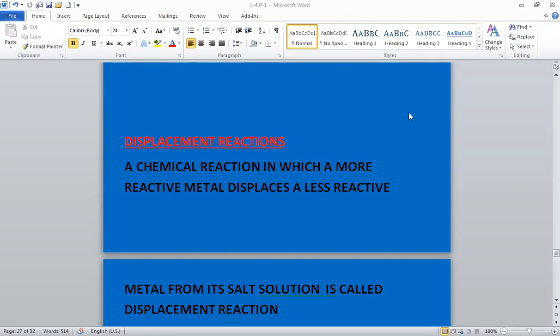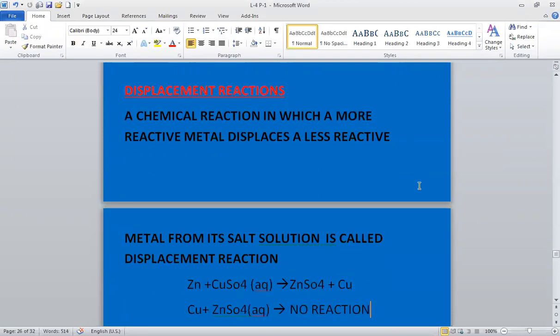So today we are going to study displacement reactions of metals. What are displacement reactions? A chemical reaction in which a more reactive metal displaces a less reactive metal from its salt solution is called a displacement reaction.